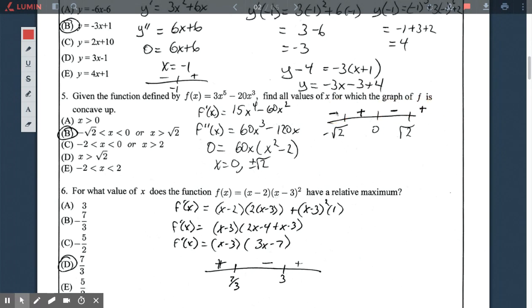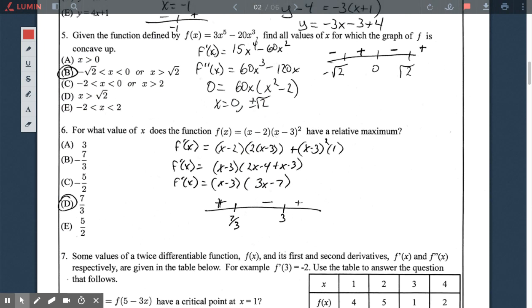Put those on the sign line and plug in. We have negative, positive, negative, positive. Again, it's interested in concave up, so that means where we are positive. So we're positive between negative square root of 2 and 0, and greater than the square root of 2. So that's why my answer is B.